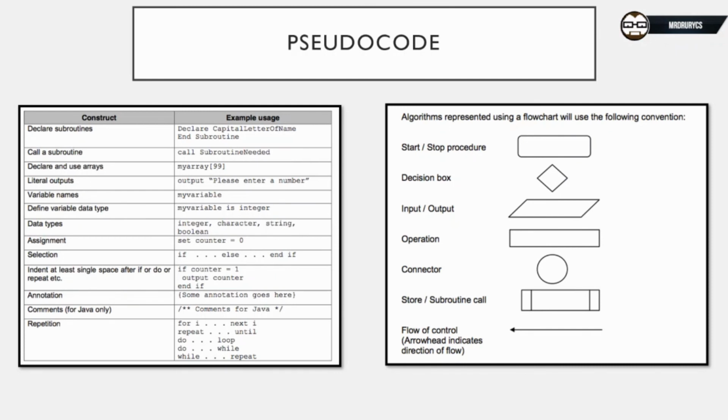If you're doing a repeat, it says you should indent at least one space. Annotation, that's just, if you like, comments. Annotation, you might put this bit of code does this. And then it's saying comments for Java only, but that's just saying that you can do slashes in. That's how you do comments in the actual programming language. And then at the bottom there, you've got your different types of loops. And I think that's it in terms of my little PowerPoint, okay?